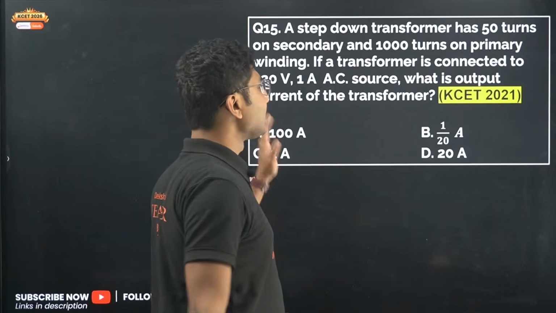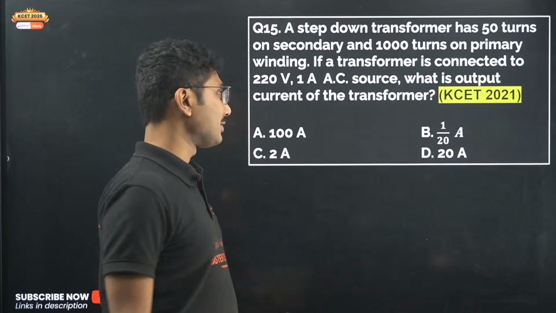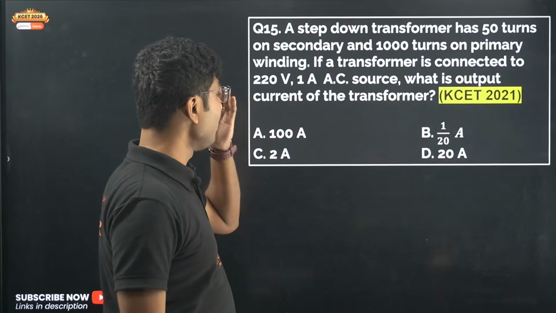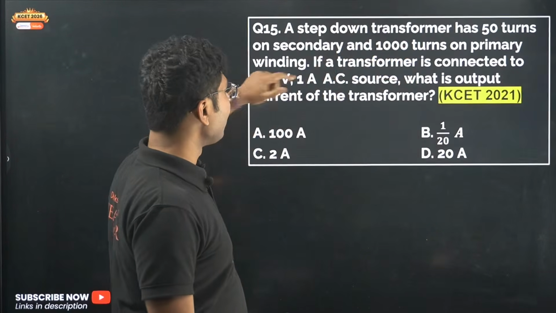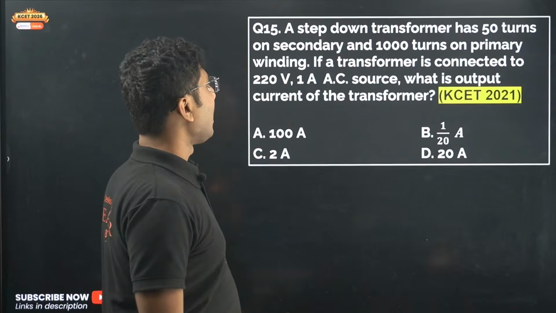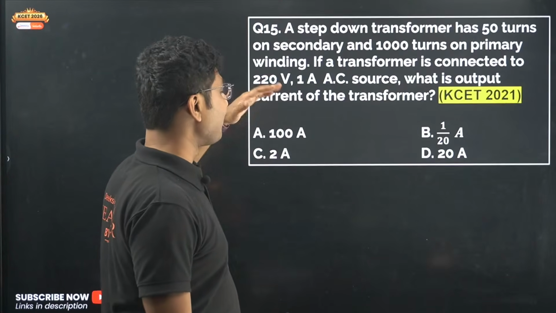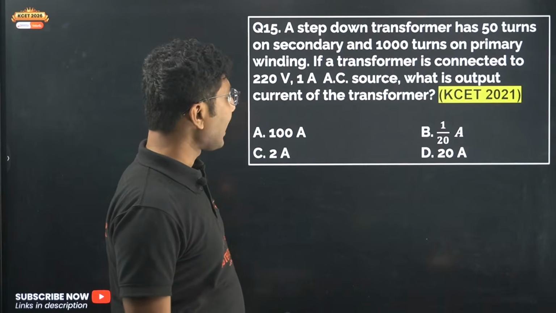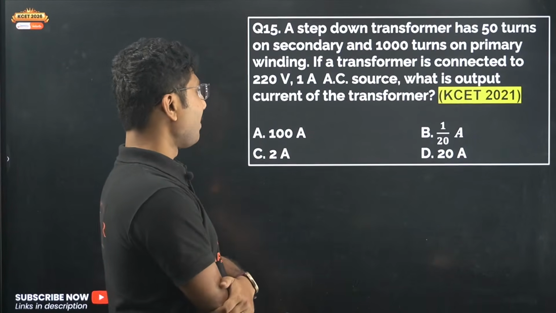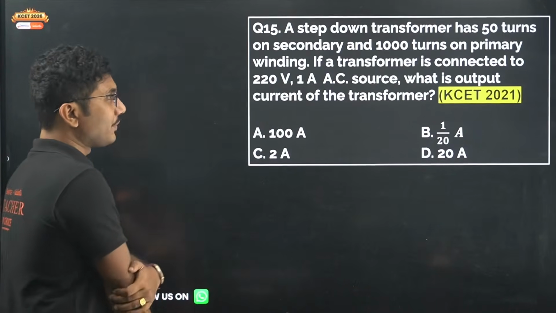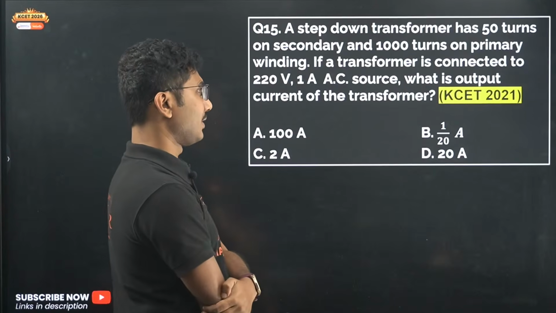Okay, so what is the output current of the transformer? That is very, very important to give. So current is given, the turns are given, voltage is given, and it is saying that it is a step down transformer. So you can answer it even without thinking too much, but I would say try to solve it first, then you can answer it.